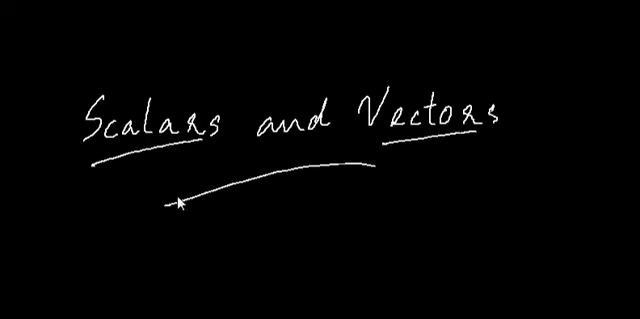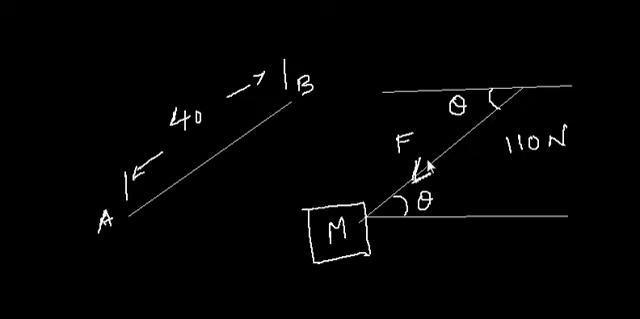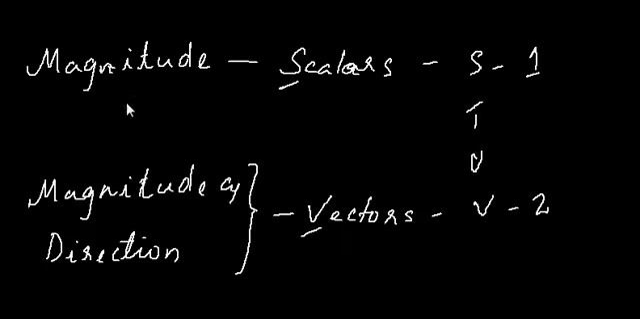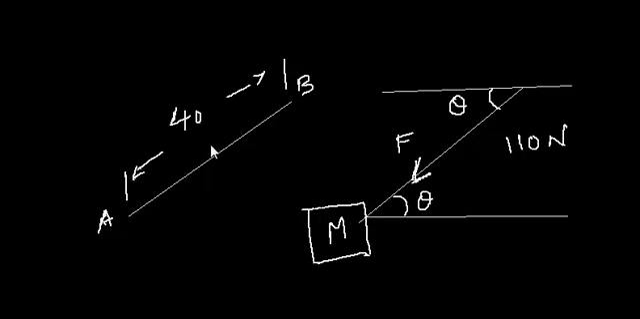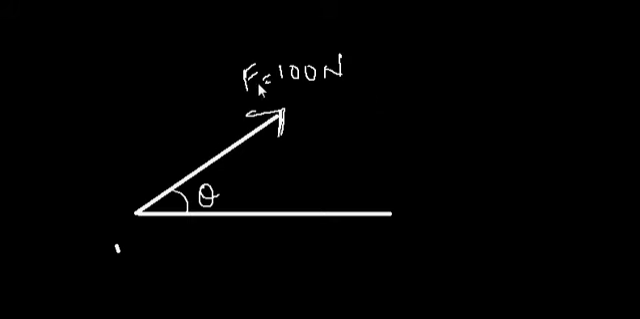So scalars and vectors. S for scalar, V for vector. Scalar needs one quantity, that is magnitude, for a complete description, whereas vector needs two quantities, that is magnitude and direction, for a complete description. Length is an example of scalar. Mass is an example of scalar. Time is an example of scalar. And force is an example of vector. It has to have a magnitude and a direction, or line of action.